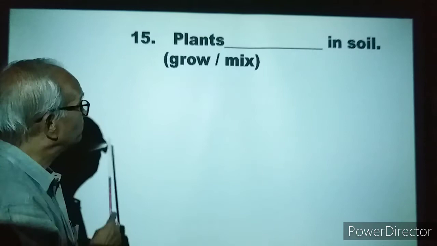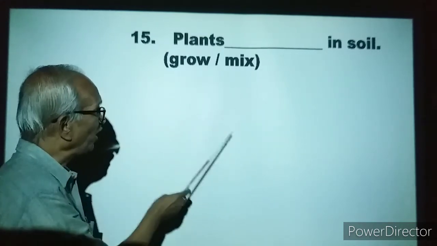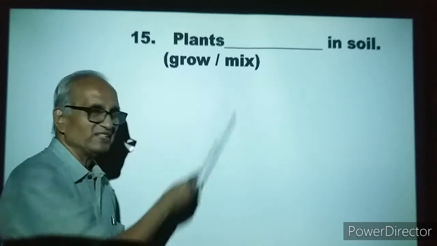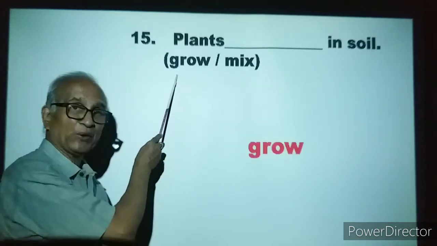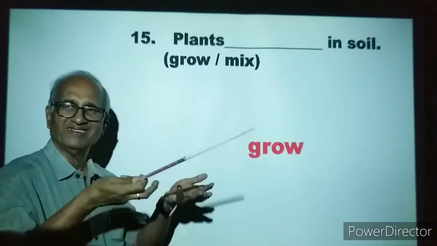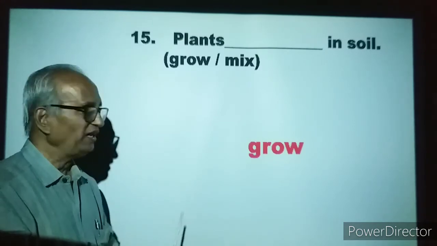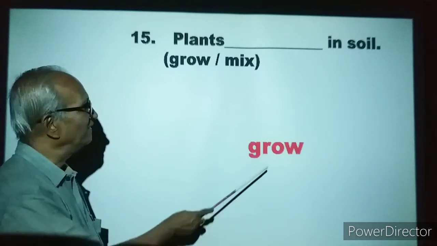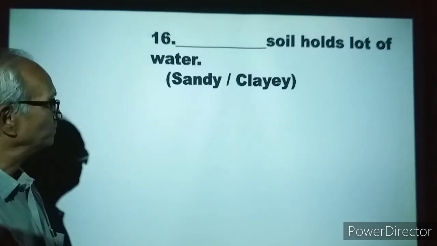Next question. 15th. Plants dash in soil. Plants grow in soil or plants mix in soil. Plants definitely they grow in soil. Plants stand firmly on soil and grow, drawing nutrients from the soil. Plants grow in soil. Next question.